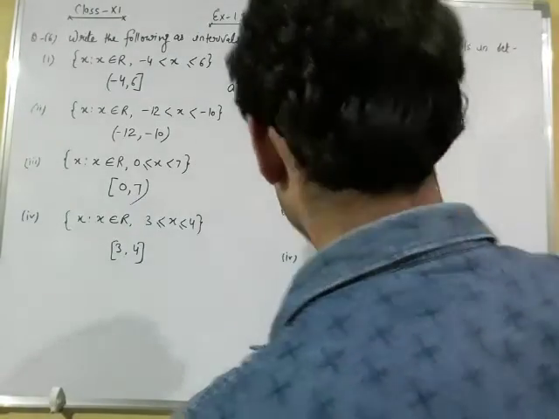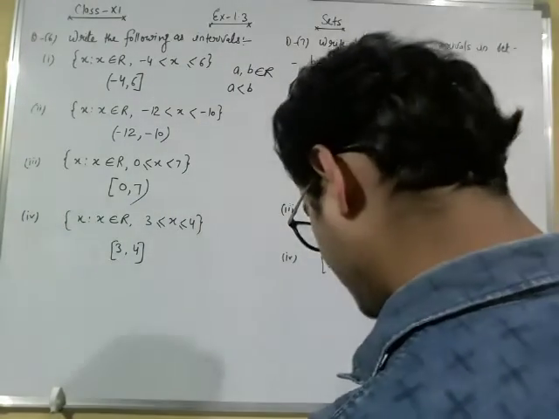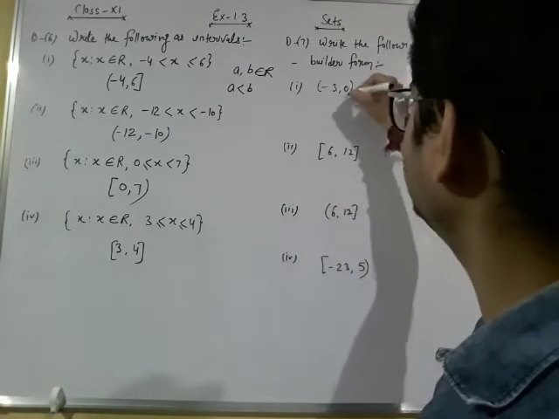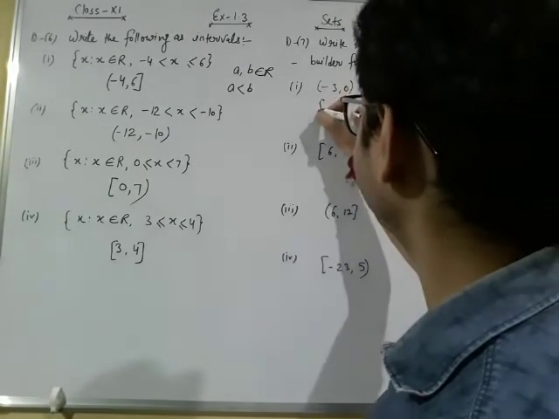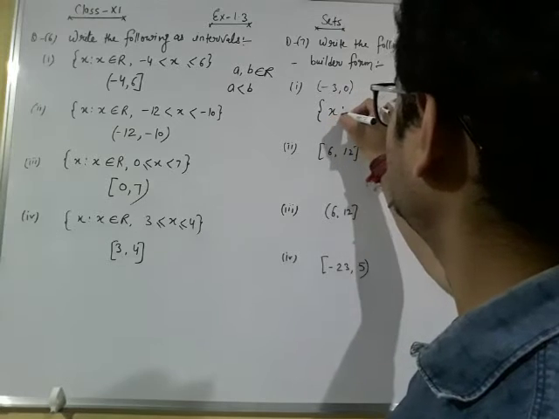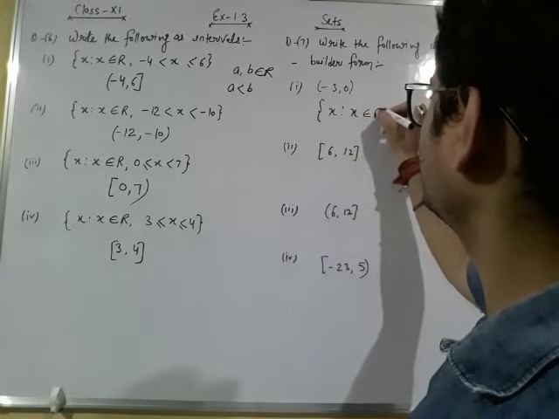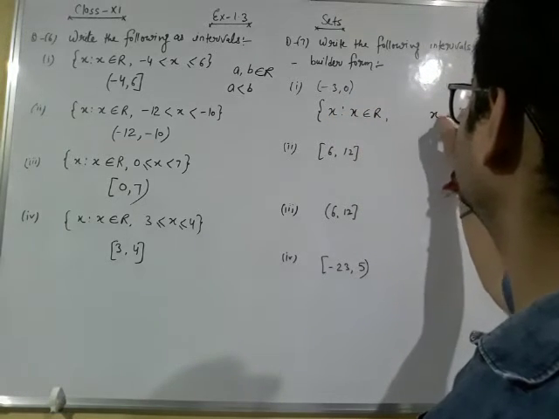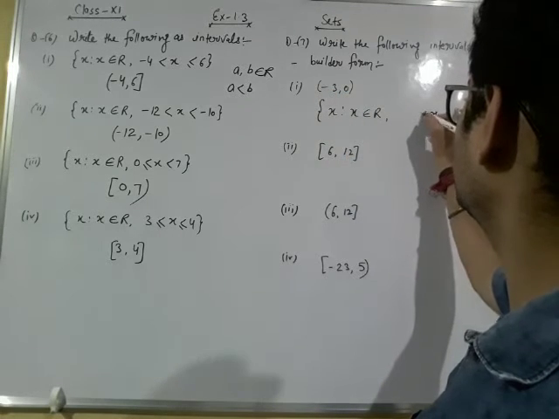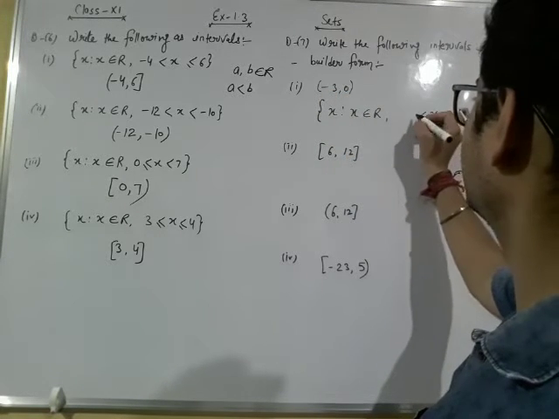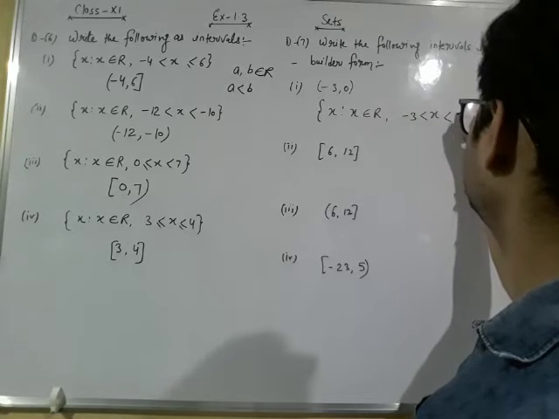Here do this correction. In question number 7, the interval is open here, so it can be written as {x : x belongs to R and x is greater than -3 and less than 0}, since both ends are open.